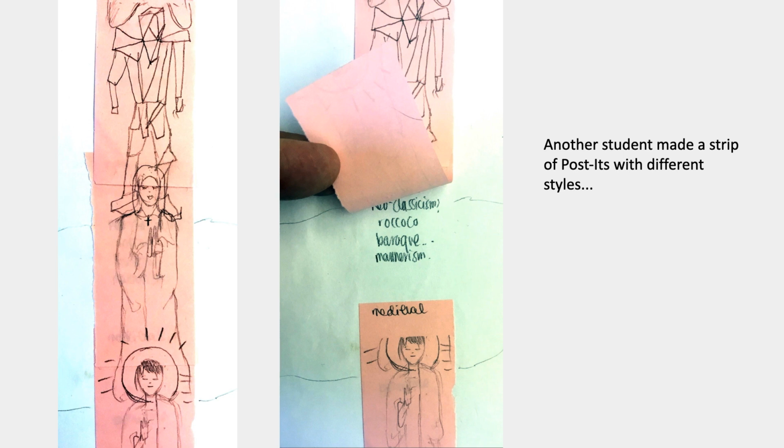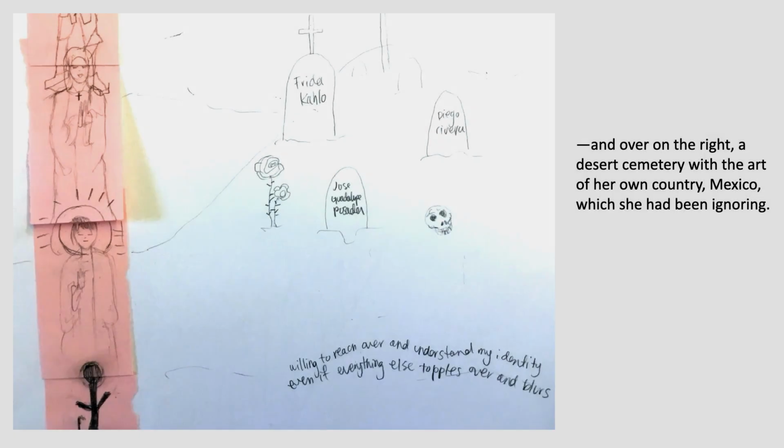This is a detail of the left-hand part of one of these drawings where the student had put a strip of Post-its that are drawn with different styles up the left-hand side of her drawing. And if you lifted them up, you saw underneath Neoclassicism, Rococo, Baroque, Mannerism, so on, all the different styles that she had been learning. But over on the right of the drawing, she had a desert cemetery with the art of her own country. She was Mexican, which she had been ignoring.